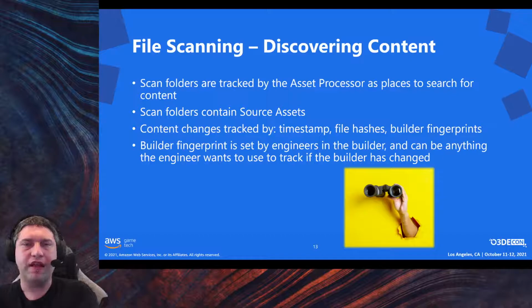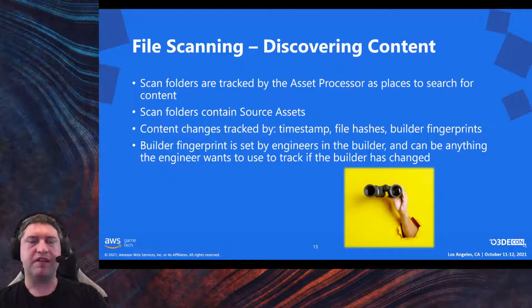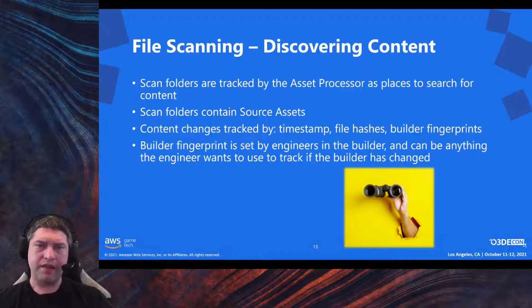The asset processor keeps track of what it's processed by the timestamp, the file hash, and the builder fingerprint. So if the timestamp changes, the asset processor knows to reprocess the asset. The file hash is not used by default. The timestamp is a lot faster, but there's a fallback to use file hashes in cases where timestamps might not work for you. And finally, the builder fingerprint is set within the asset builder that processes that asset, and it's set by an engineer who worked on that builder.